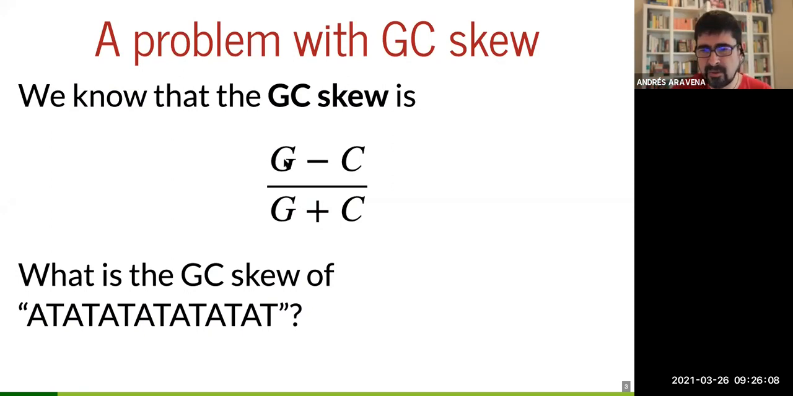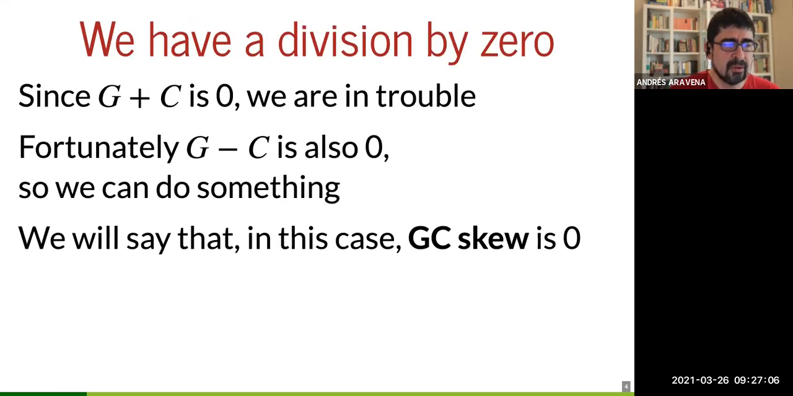Okay, so G will be 0, C will be 0, so this minus will be 0, but G will be 0 and C will be 0, so this plus will be 0. You have 0 divided by 0. When you have 0 divided by 0, essentially the result is undefined, because you are asking which number multiplied by 0 will give you 0. And anything can give you 0.